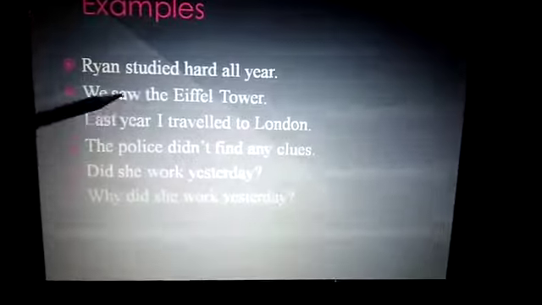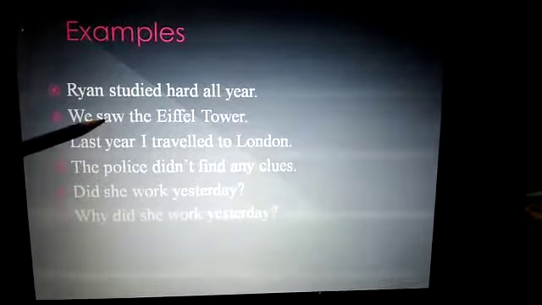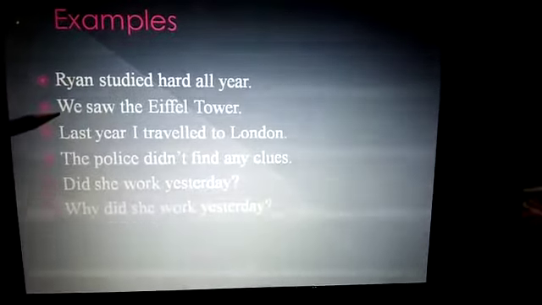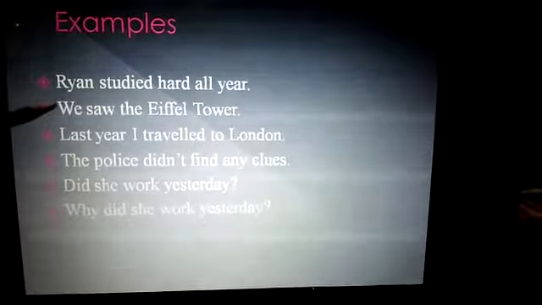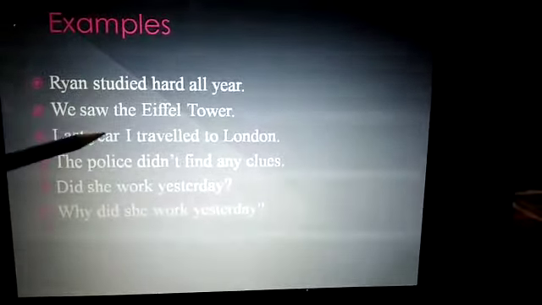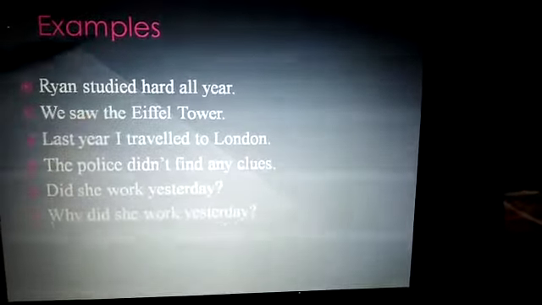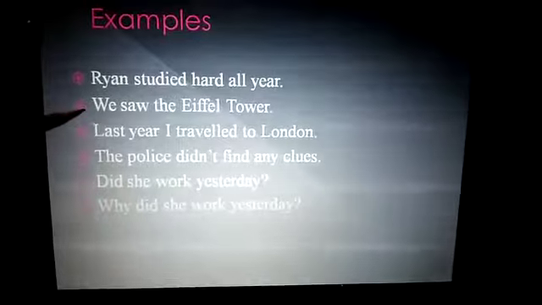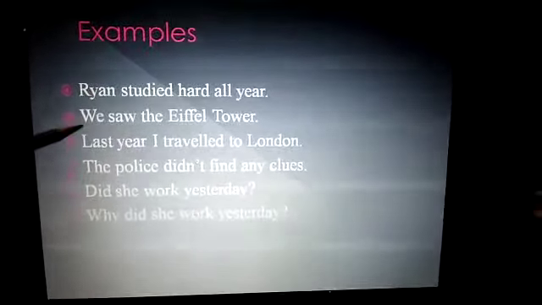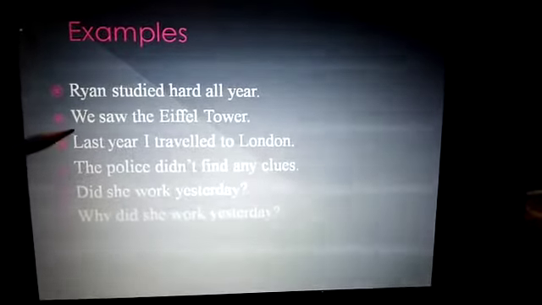We did not see the Eiffel Tower. Saw will be changed into first form of verb, that is, we did not see the Eiffel Tower. And if we are changing the same sentence into interrogative, then how do we write? It will be, did we see the Eiffel Tower? Or if we are using any question word, then we will write it as, when did we see the Eiffel Tower? I hope this is clear to you.